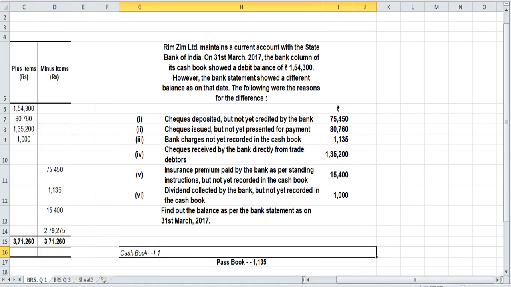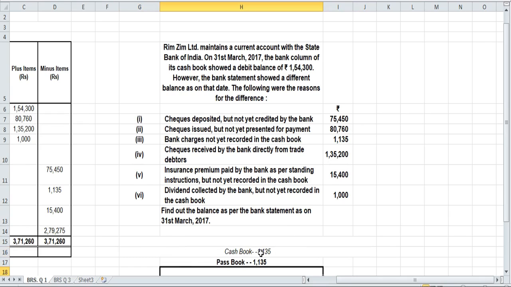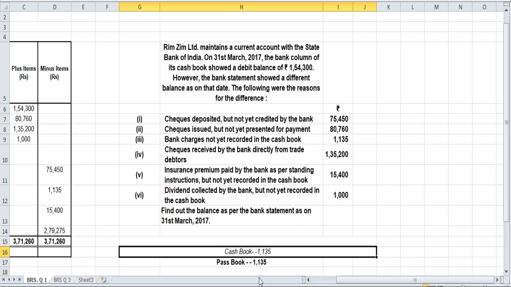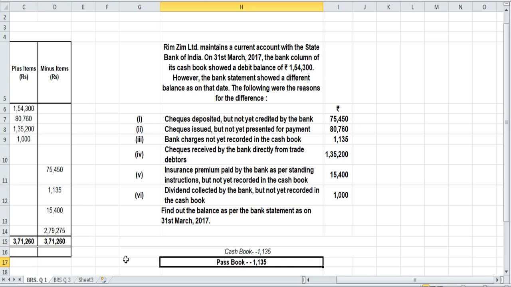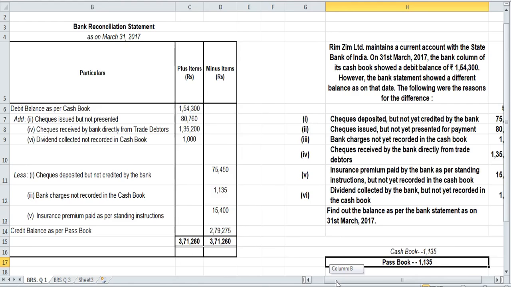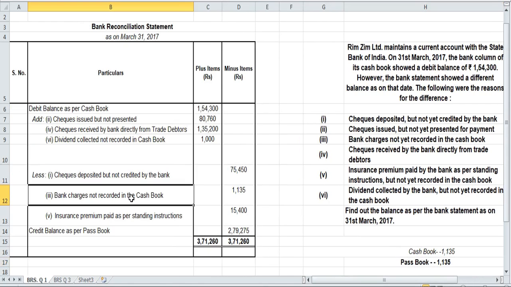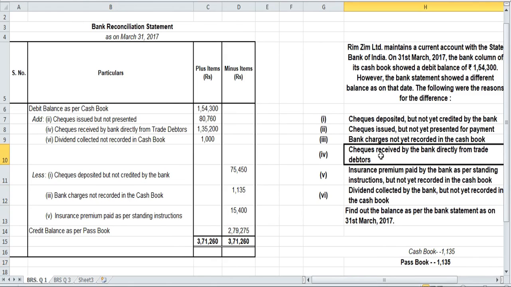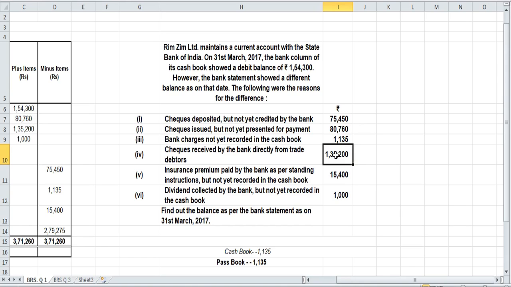So here we will minus 1,135. Okay, so what we have to move? Starting from the cash book, move the cash book and match it with the passbook. So here we will write bank charges not recorded 1,135. Next, number 4, checks received but directly from trade debtors.